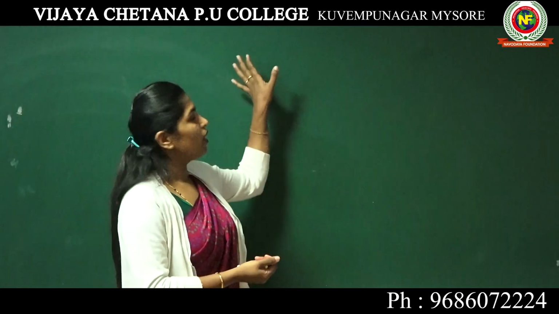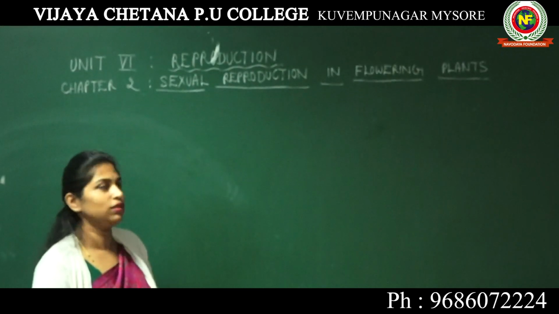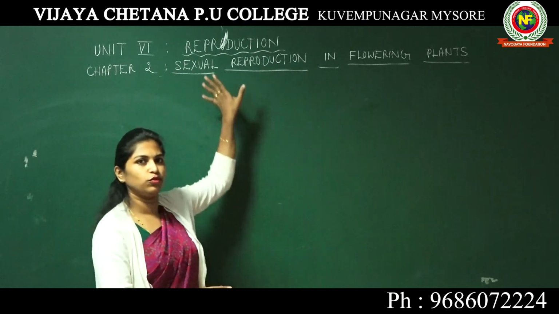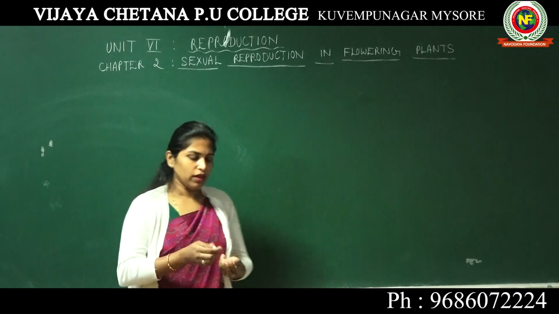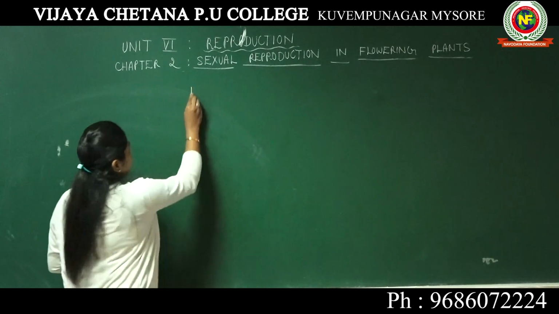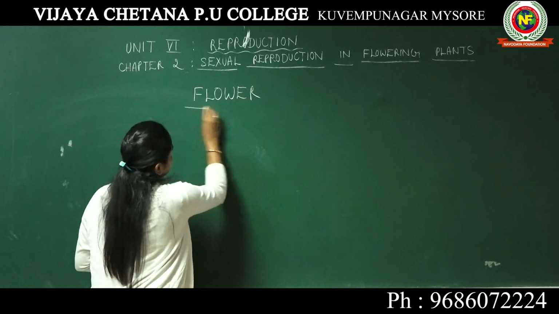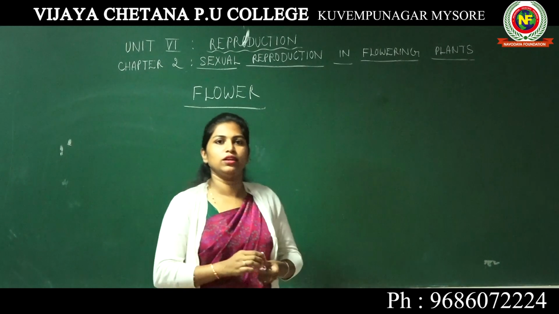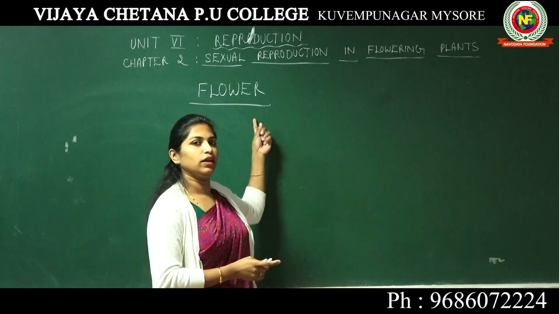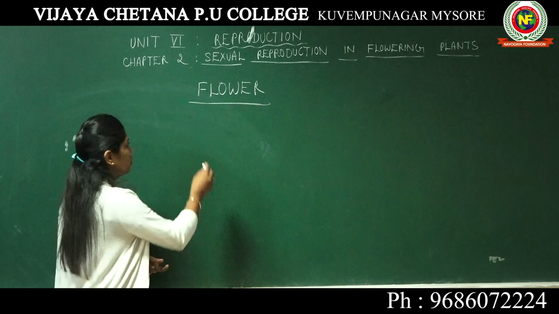Today I will be dealing with the topic from your Unit 6, which is reproduction, and Chapter 2, sexual reproduction in flowering plants. As we have already discussed in our classes, a flower is a very fascinating organ of a plant which is helpful in carrying out sexual reproduction in a plant.